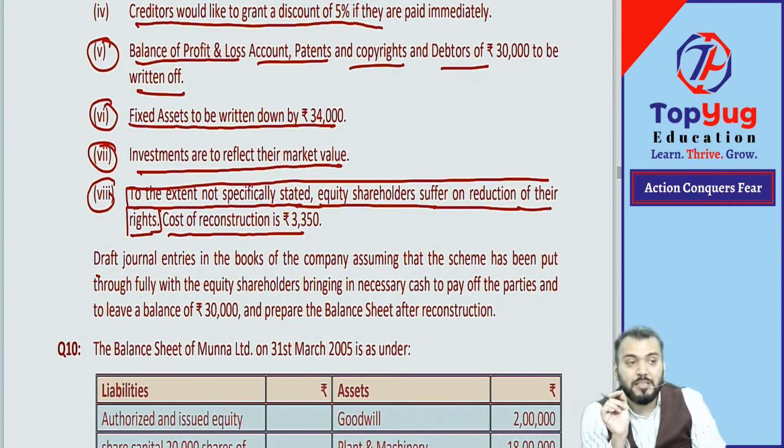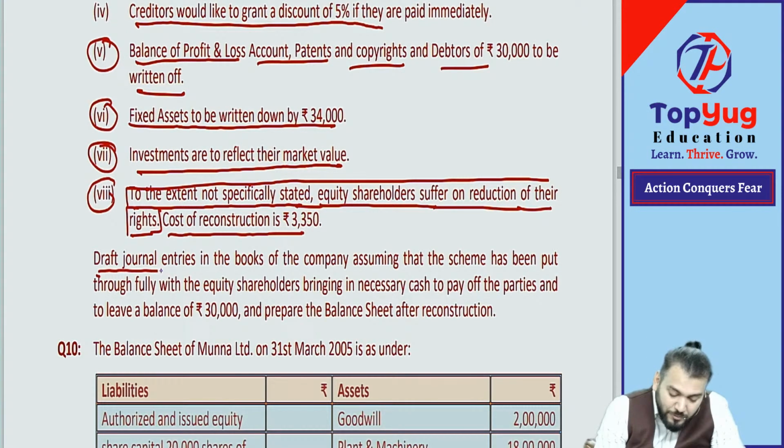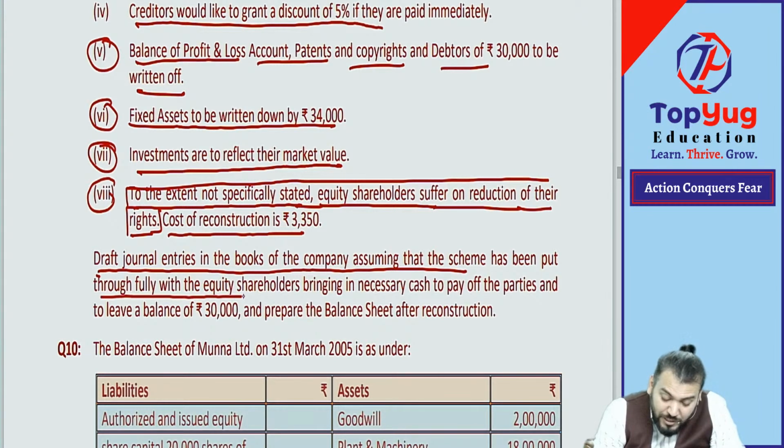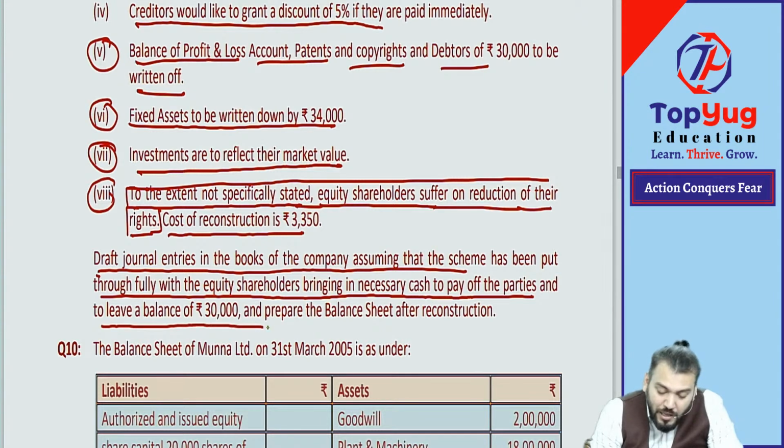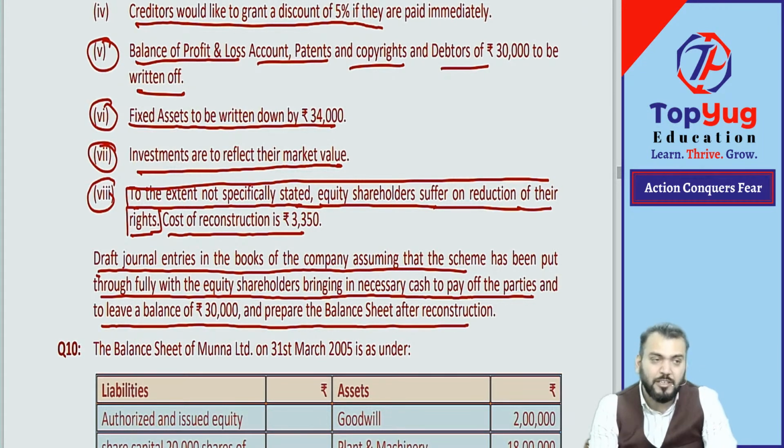Because normally what happens in the question, either they will give some point in the first para or some point in the last para. And normally we don't read the first para and the last para. Even the balance sheet required, we don't read. We read only the middle. Correct? See what is written. Draft journal entry in the books of company assuming that scheme has been put through fully with the equity shareholders bringing in necessary cash to pay off the party and to leave a balance of 30,000, and prepare balance sheet after reconstruction. Have you understood?